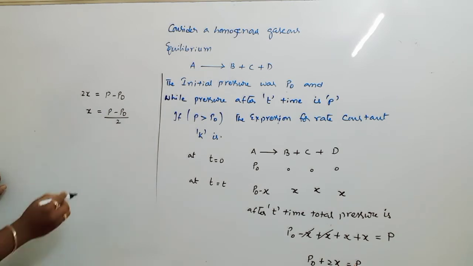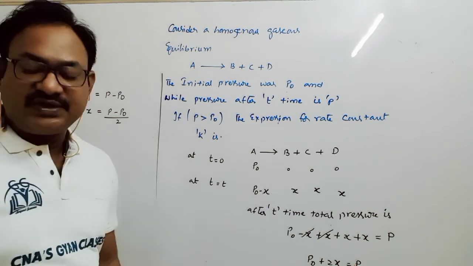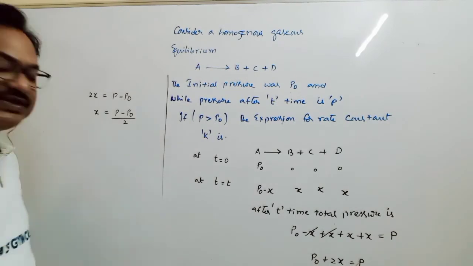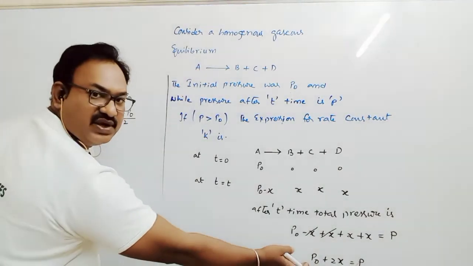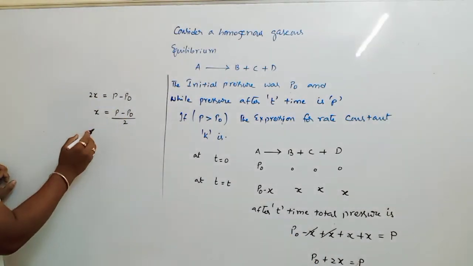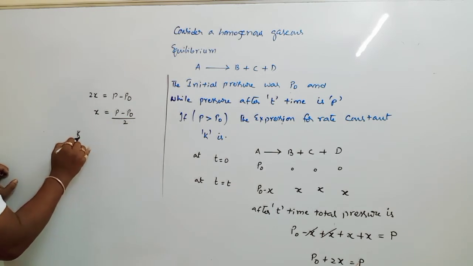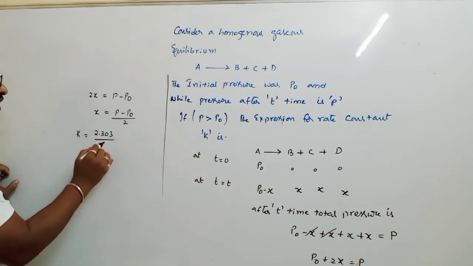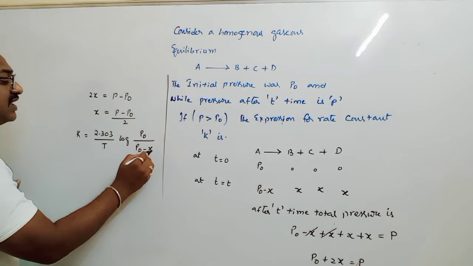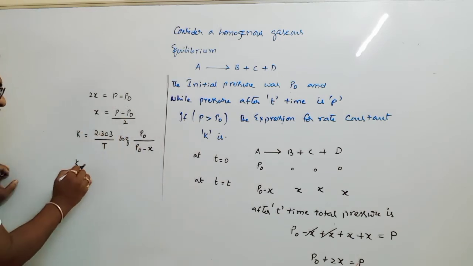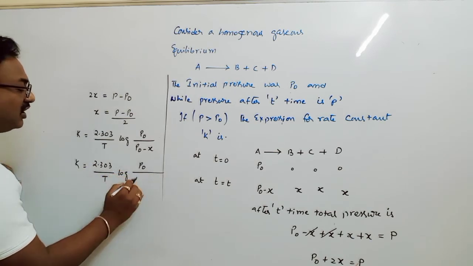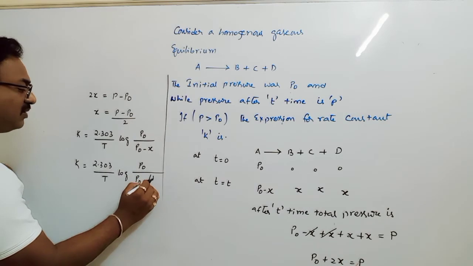Then what is the expression for rate constant of a first order reaction? Continuing from the step P naught plus 2X equal to P, I am writing here the first order rate expression. K equal to 2.303 by T log P naught by (P naught minus X). And the X value is this much, substitute it: 2.303 by T log P naught by (P naught minus (P minus P naught) by 2).